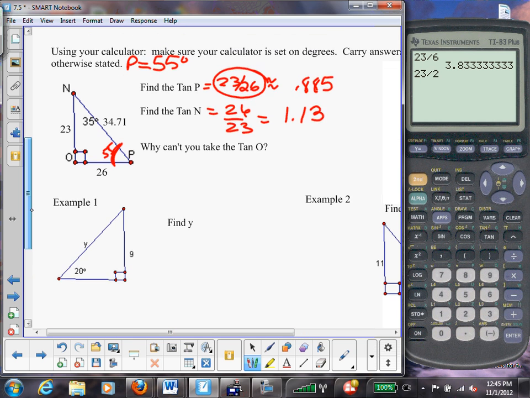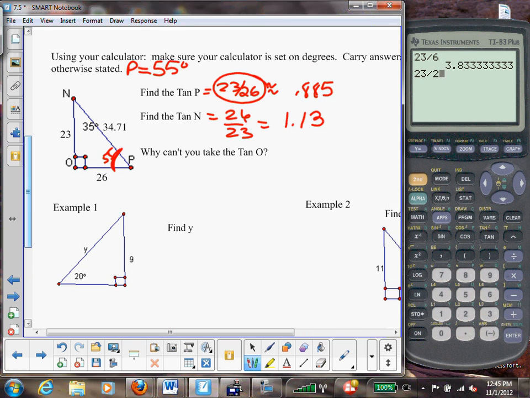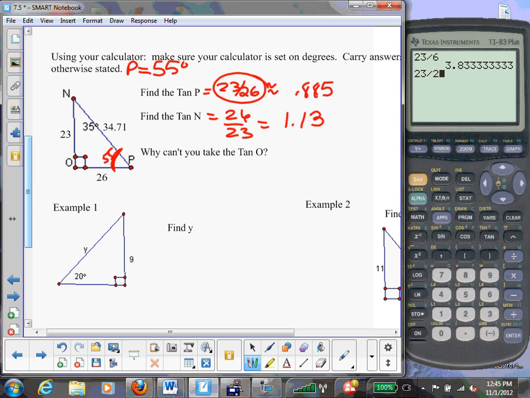Oh, hold on. You can't. Why can't you take the tangent of O? Well, that's the opposite side, right? It's a right angle, but it's the opposite. We could find the opposite side other than the fact that it's the hypotenuse, but then which side would be our adjacent side?